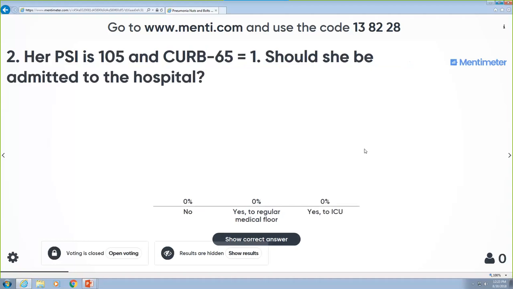I calculated her PSI and CURB-65 for you. Should she be admitted to the hospital? I'll give you about 20 seconds here.